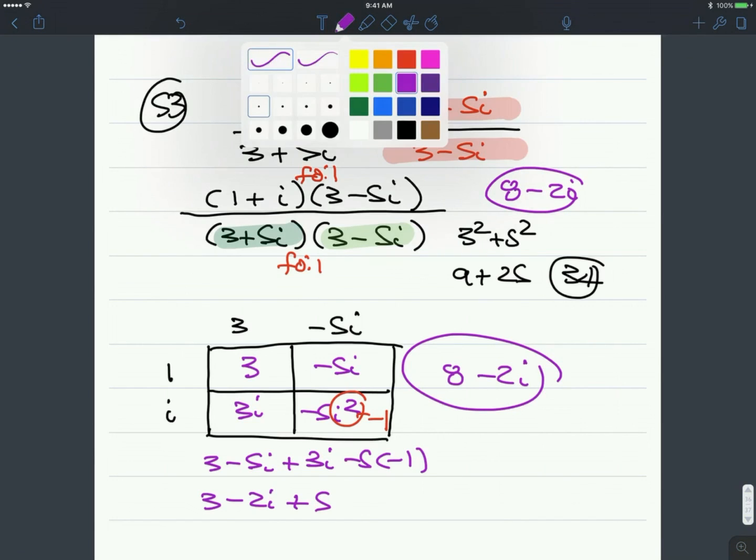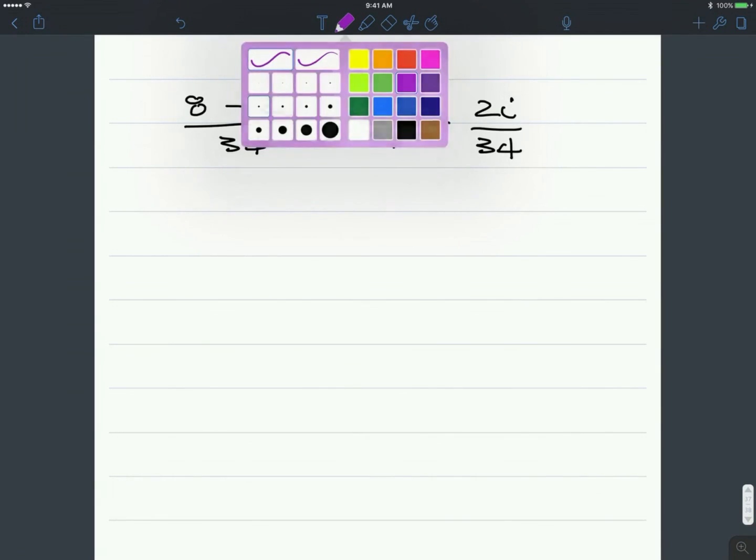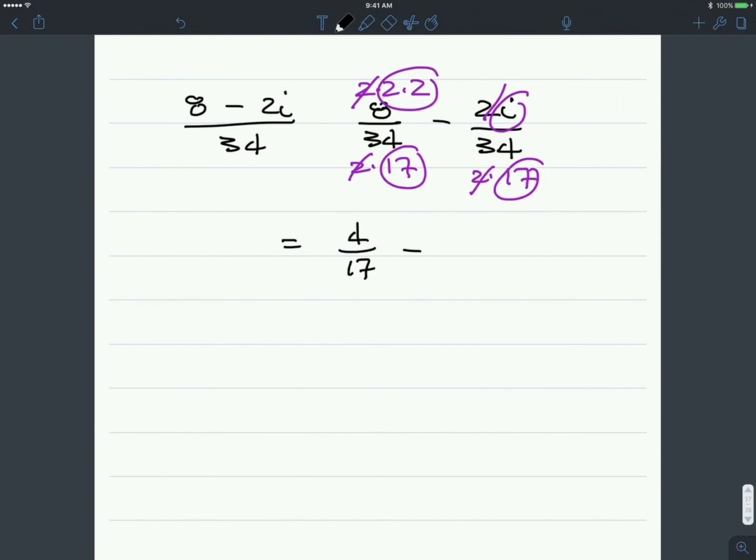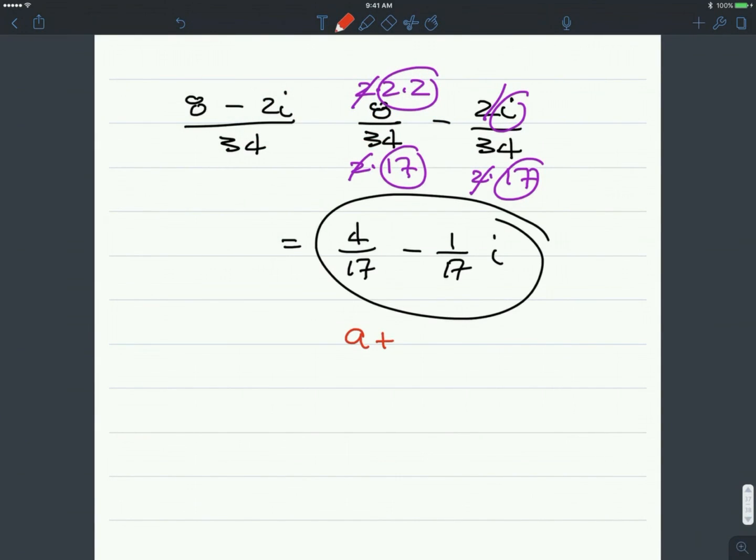So let's write down what we have here. 8 minus 2i over 34. 8 minus 2i over 34 becomes 8 over 34 minus 2i over 34. We're going to simplify. 8 is 2 times 2 times 2. 34 is 2 times 17. 2 goes away, 2 goes away. I'm left with 17, and I have an i. 2 goes away, 2 goes away. I have 4 over 17. So 4 over 17 minus 1 over 17i is my final answer. And I've written this in complex number format, a plus bi. And you're done.